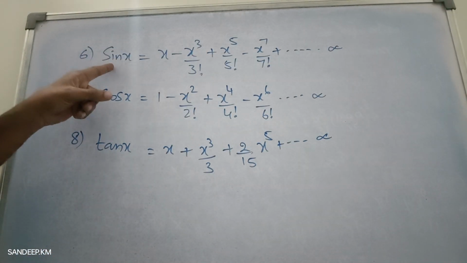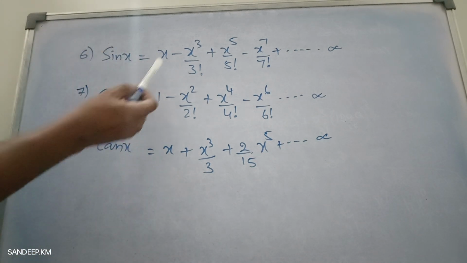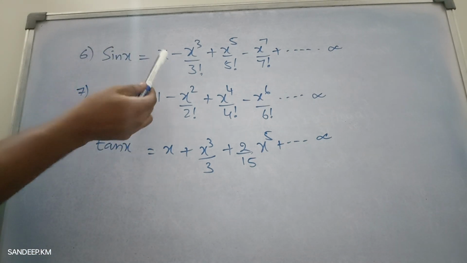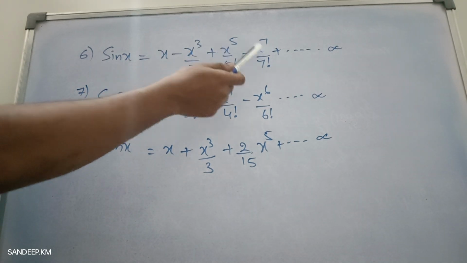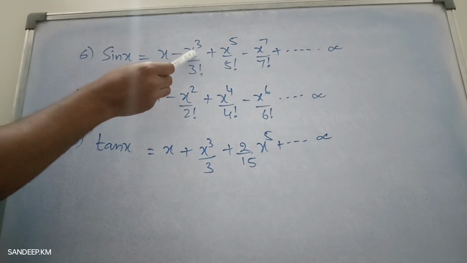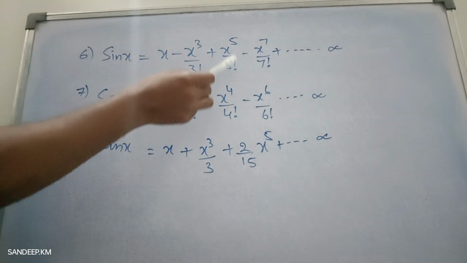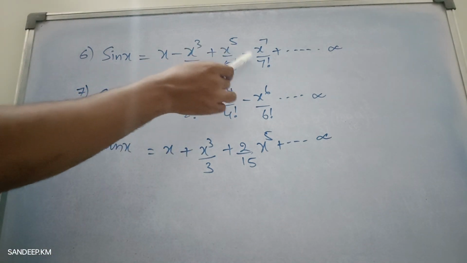Okay, sin x expansion as I have already proved. Now how do we remember? Sin x is an odd function. It contains only odd powers of x. X power 1, x cube, x power 5, x power 7 and so on. X power 1 denominator is 1 factorial. X cube denominator is 3 factorial. X power 5 denominator is 5 factorial and so on. Positive, negative and so on.